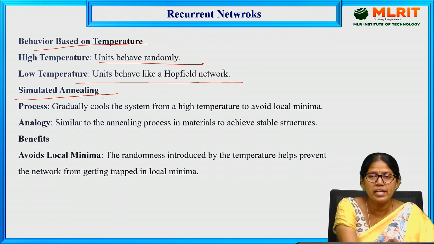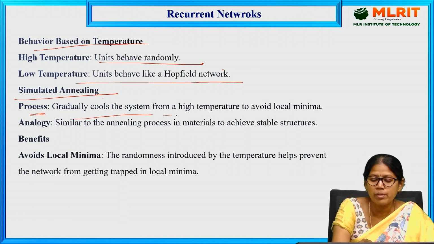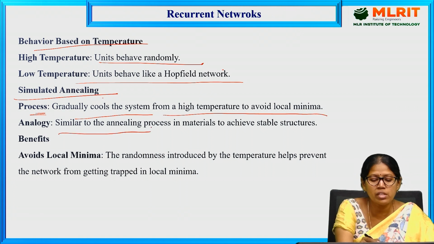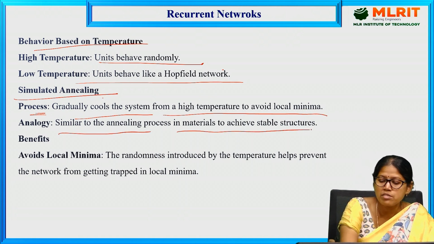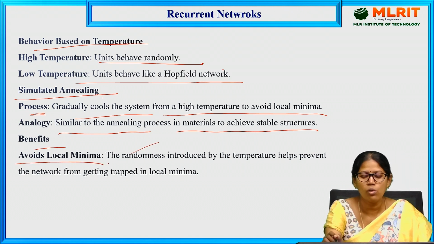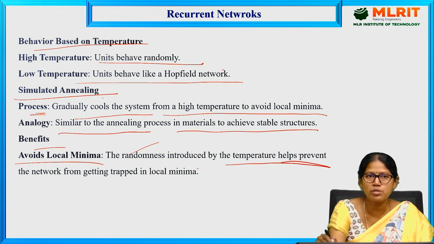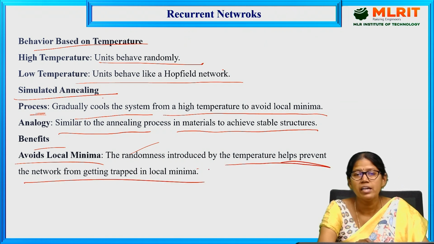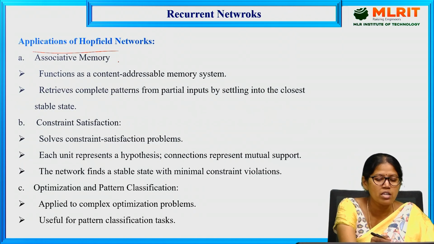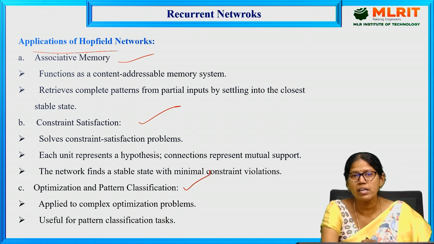Next, simulated annealing. The process gradually cools the system from a high temperature to avoid local minima, similar to the annealing process in materials to achieve a stable structure. So the benefit here is avoiding local minima. The randomness introduced by the temperature helps prevent the network from getting trapped in local minima. Next, these are the applications: associative memory, constraint satisfaction, and optimization and pattern classification.